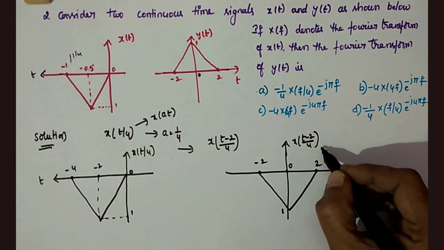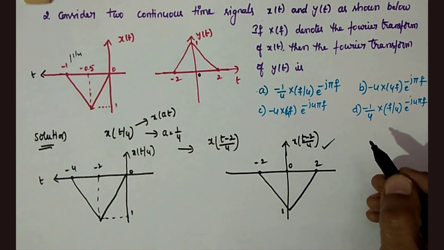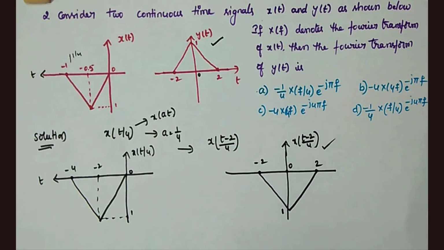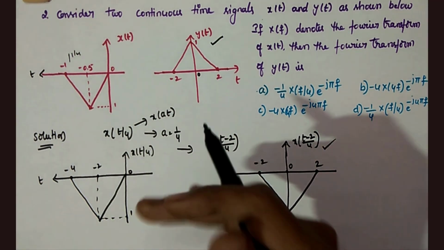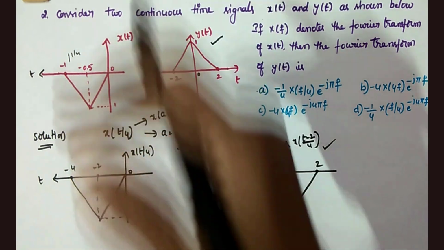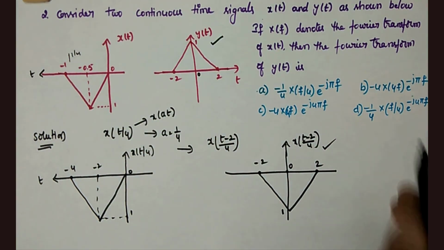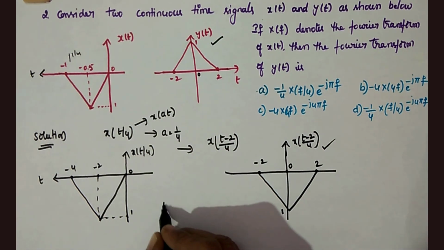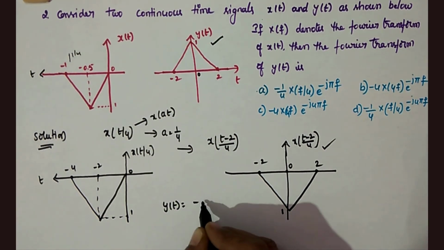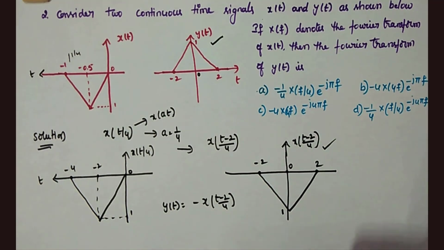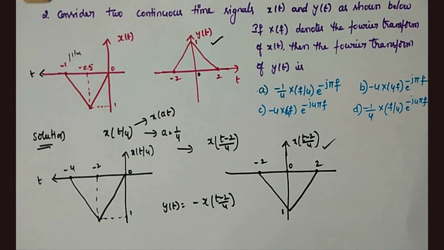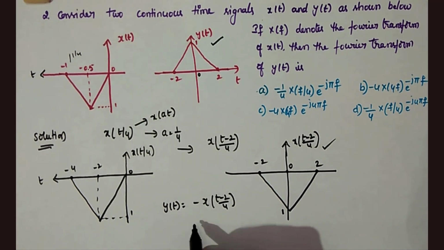Now if you observe x of t minus 2 by 4 and y of t, what is the difference? The only difference is that the two signals are reversed in amplitude. This one is above the 0 line and this one is below the 0 line. Simply, I can write y of t as minus x of t minus 2 by 4. You made the amplitude reverse, then it becomes exactly y of t. Now apply the Fourier transform.